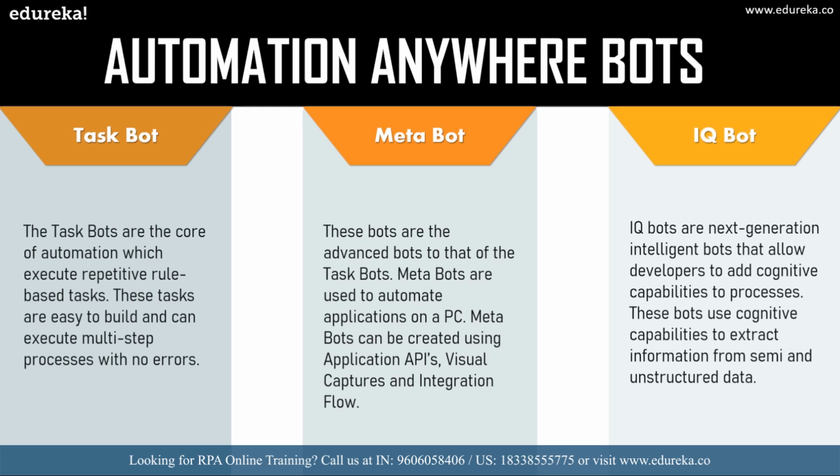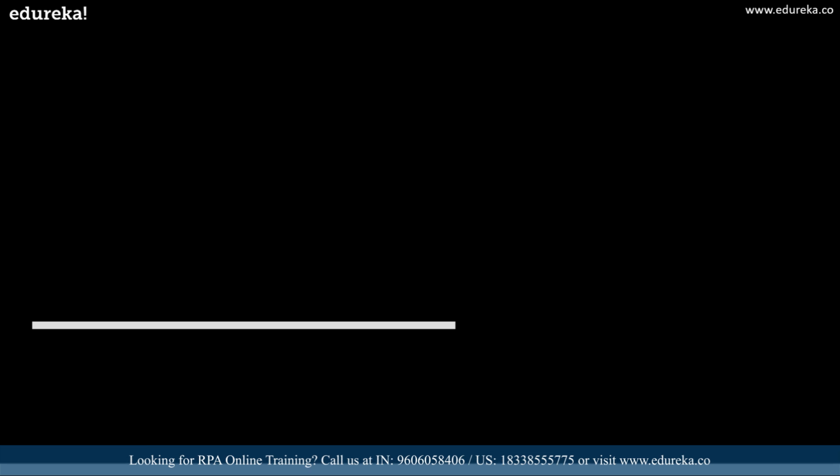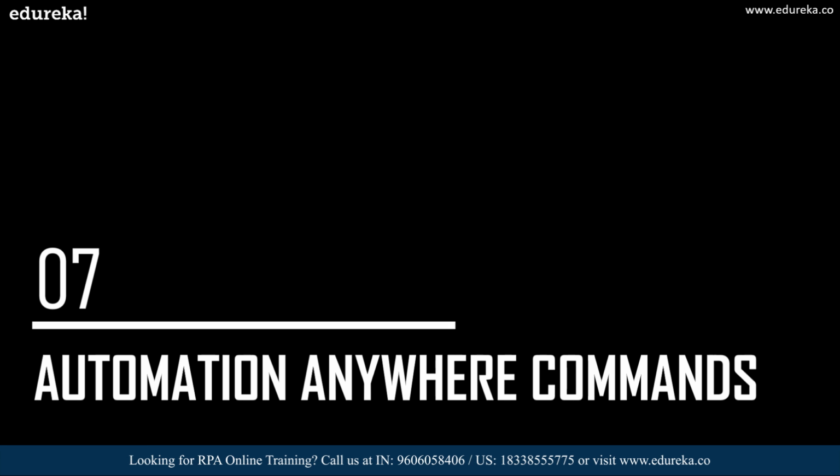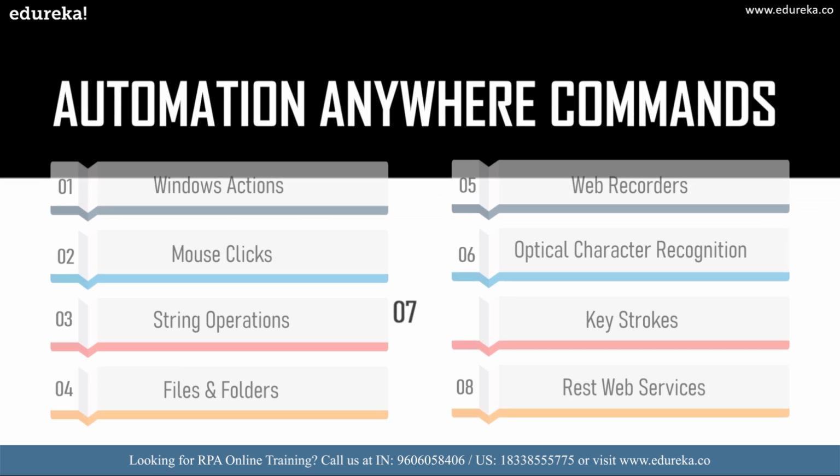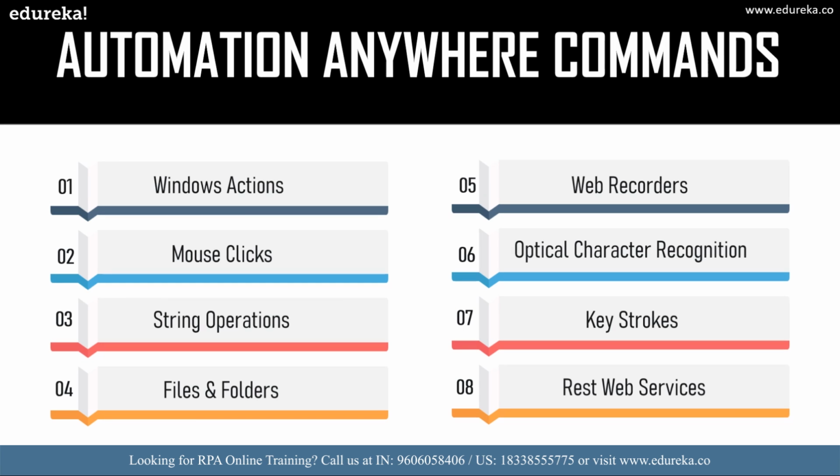Now that I've spoken so much about Automation Anywhere, about its bots, about its architecture, and how it works, its installation and all, let's look into the top commands that are used in Automation Anywhere. So the top commands used in Automation Anywhere are the Windows actions, the mouse actions, the string operations, the files and folders, the web recorders, the optical character recognition, the keystrokes, and the REST web services. Starting with the Windows actions.